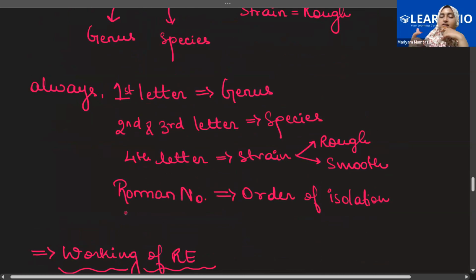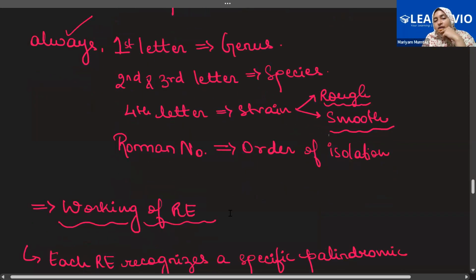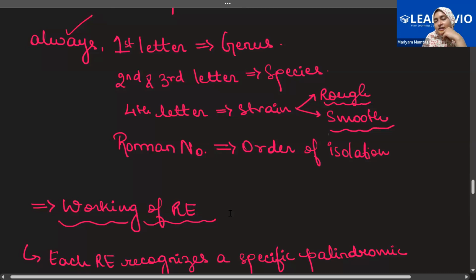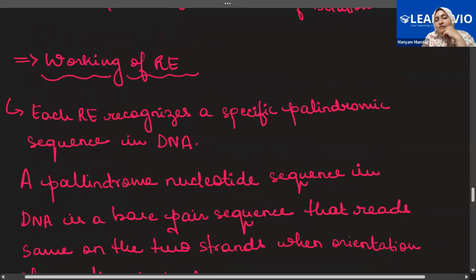So always remember, the first letter is for the genus, the second and the third are for the species, the fourth is for the strain. Now the strain can be rough, it can be smooth, and there can be a variety of more strains. And then the Roman numeral represents the order of isolation. In which order was it isolated?